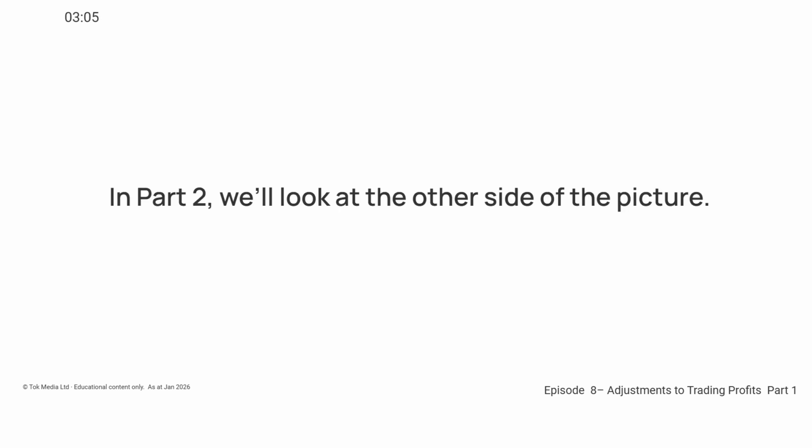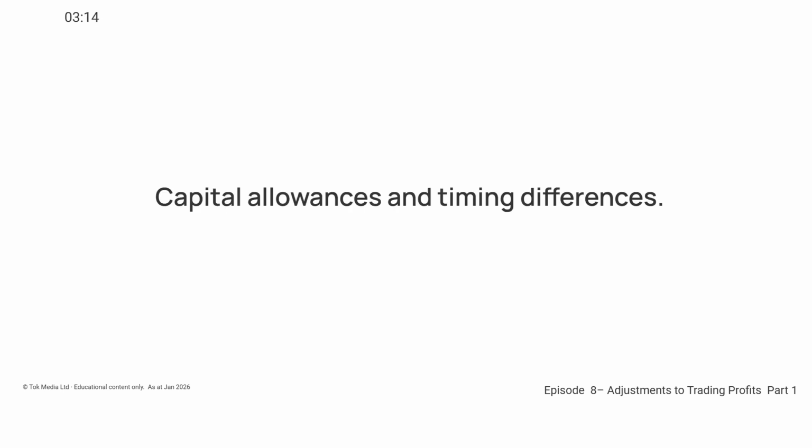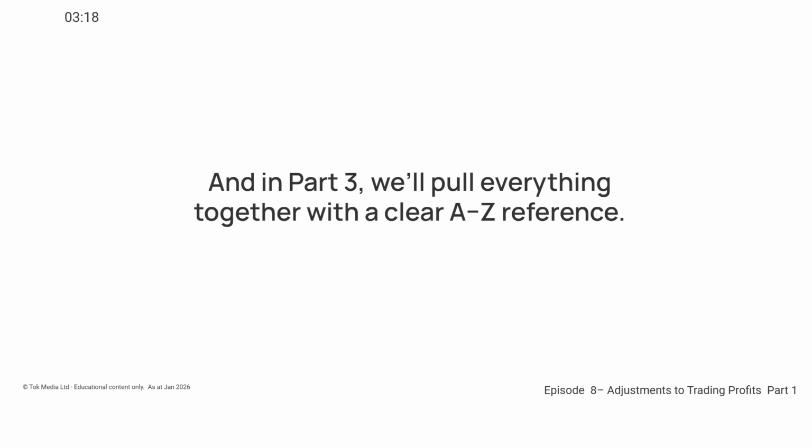In part 2, we'll look at the other side of the picture. Common allowable costs, mixed business and personal expenses, capital allowances and timing differences. And in part 3, we'll pull everything together with a clear A to Z reference.